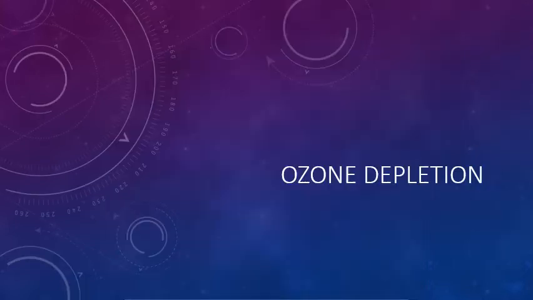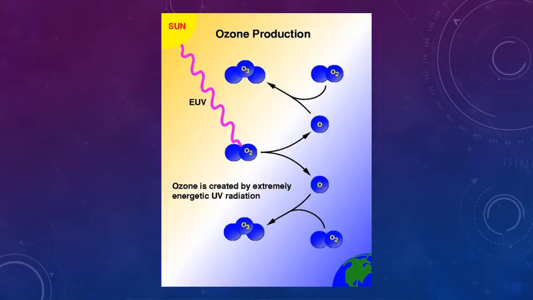Good morning, children. In today's class, we'll study about ozone depletion, global warming, greenhouse effect, and the effects of global warming. Ozone in the upper atmosphere is a major factor in making life on Earth possible. Ozone is a form of oxygen that is present in the Earth's atmosphere in small amounts.